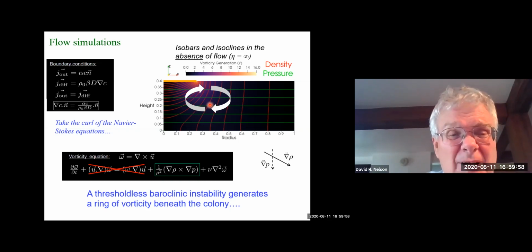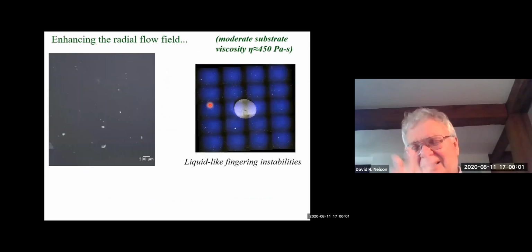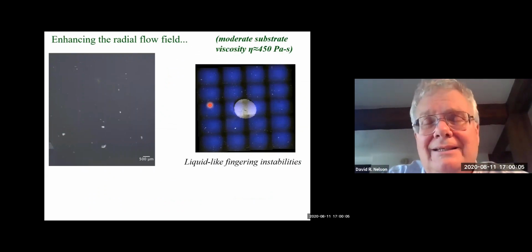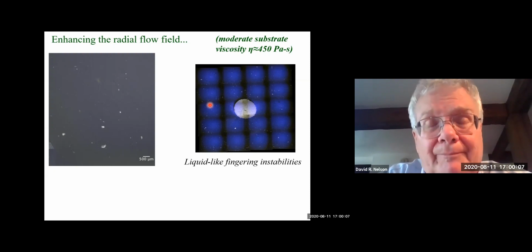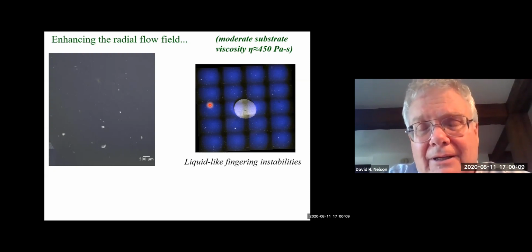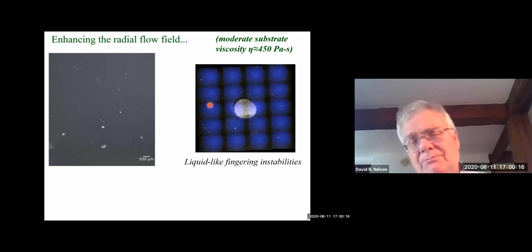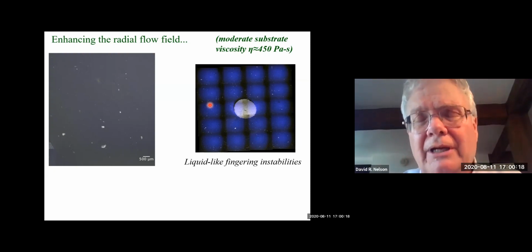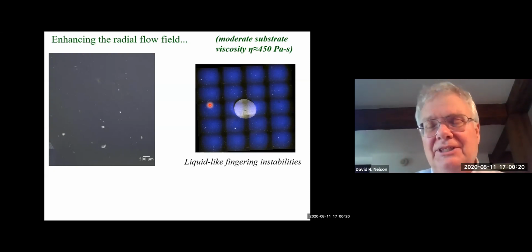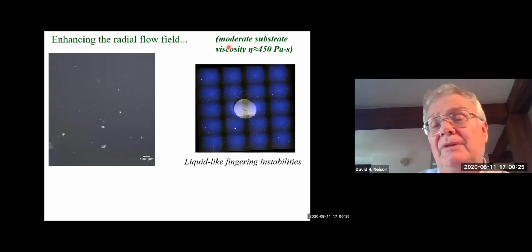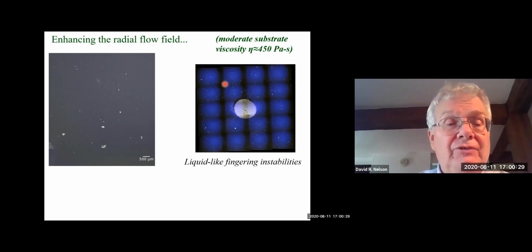So that's what we think is happening, but I haven't gotten to the point yet of varying the viscosity and making it a little smaller, the viscosity of the fluid on which this colony is resting. And that's an interesting thing to do, because what it will do is make the vortex ring more intense. And I want to spend the last couple of slides just showing you what happens when we drop the viscosity down from 600 Pascal seconds to roughly 450.